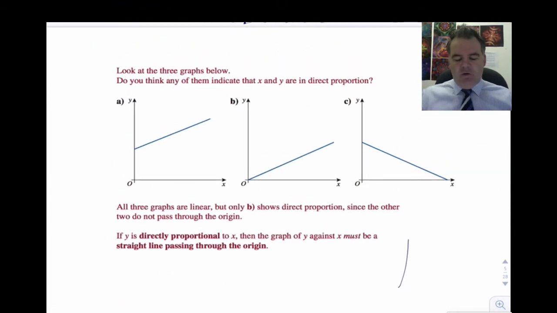If you have a look at these graphs, which one of those is direct proportion? Only the one in the middle. All right, this one here, because it's starting up on the y-axis there, that is not direct proportion. And this one here is going down and again starting at this value here, so this is not direct proportion. So only straight lines coming straight off 0, 0 are direct proportion.